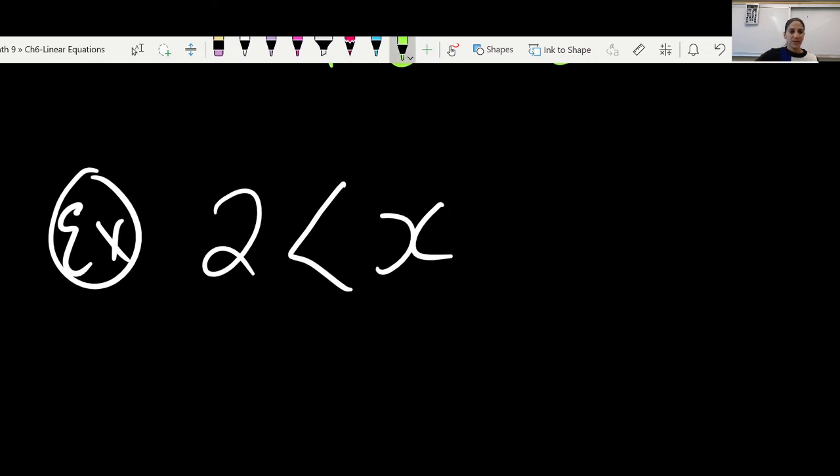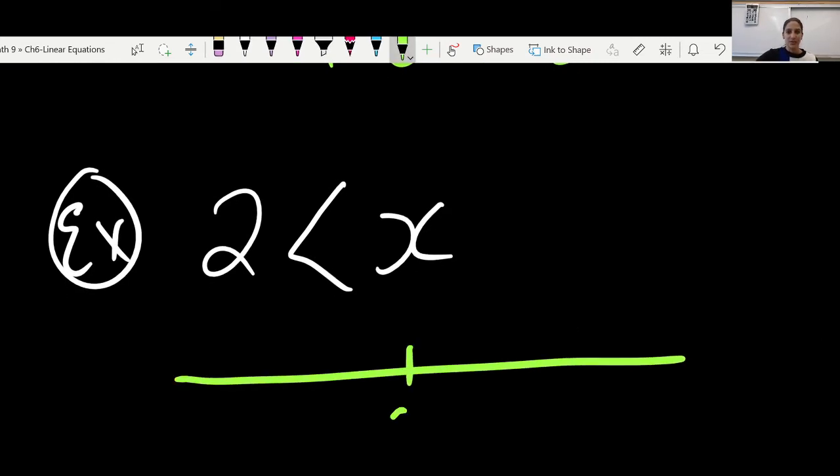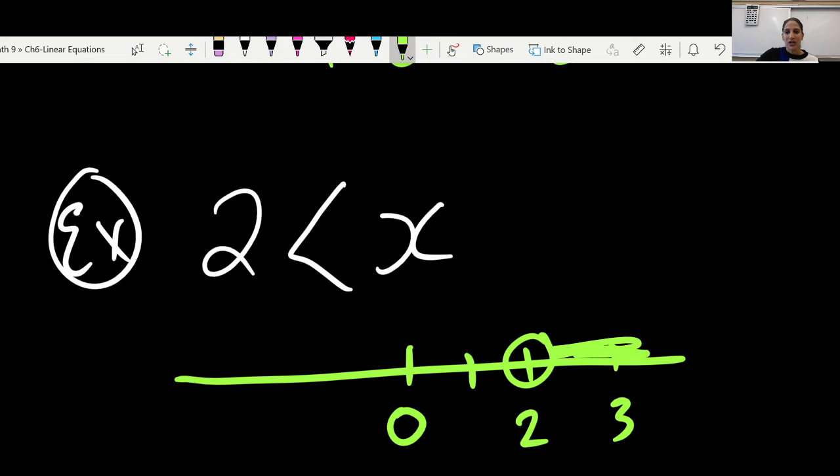For the next one, x is greater than 2. Okay, so let's do 0, 1, 2, 3. I draw an open circle, because the symbol doesn't have the equal to line under it. Then x is greater than 2 would mean that I draw an arrow going to the right of 2, like this.